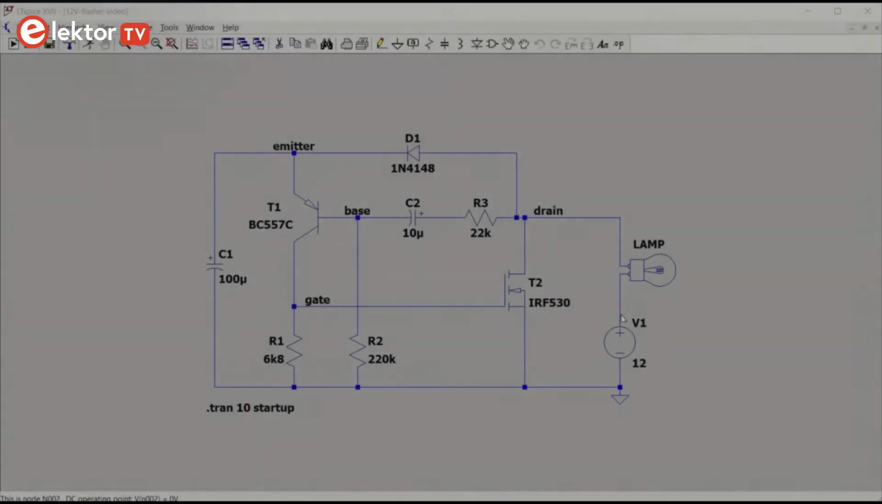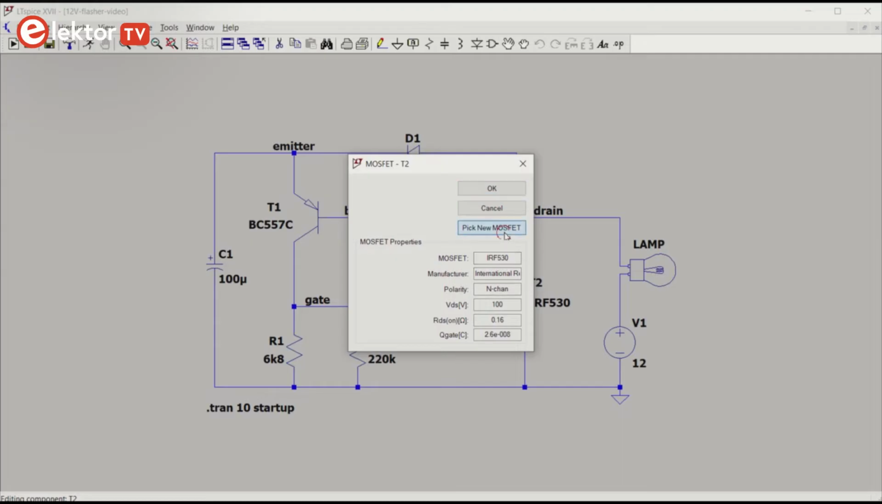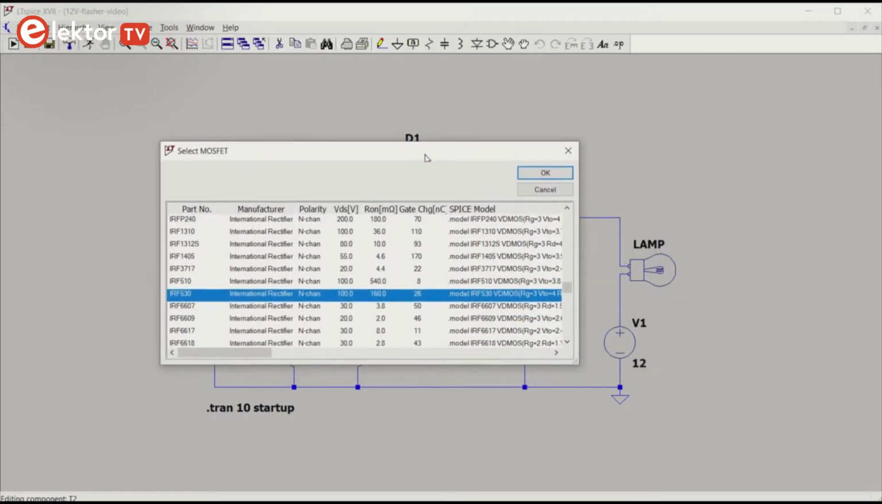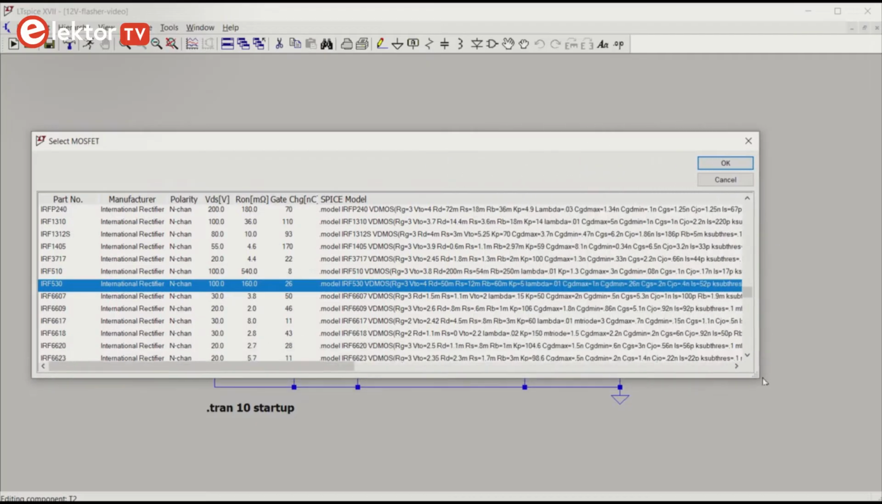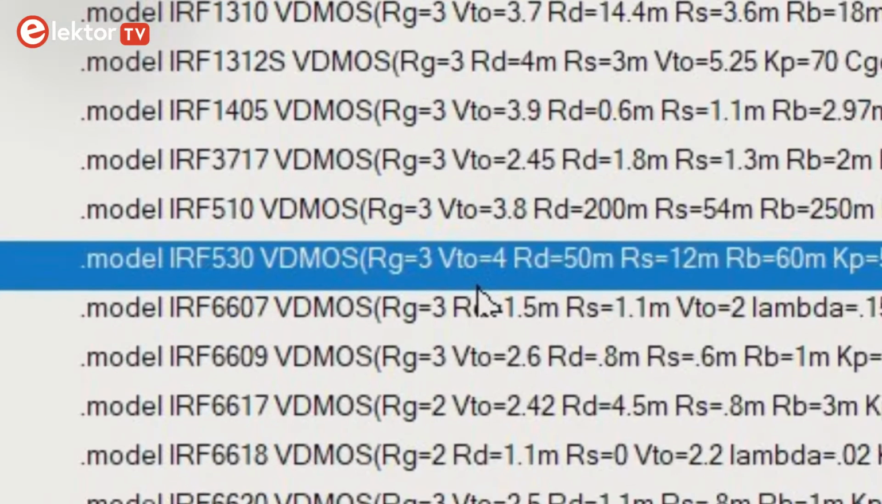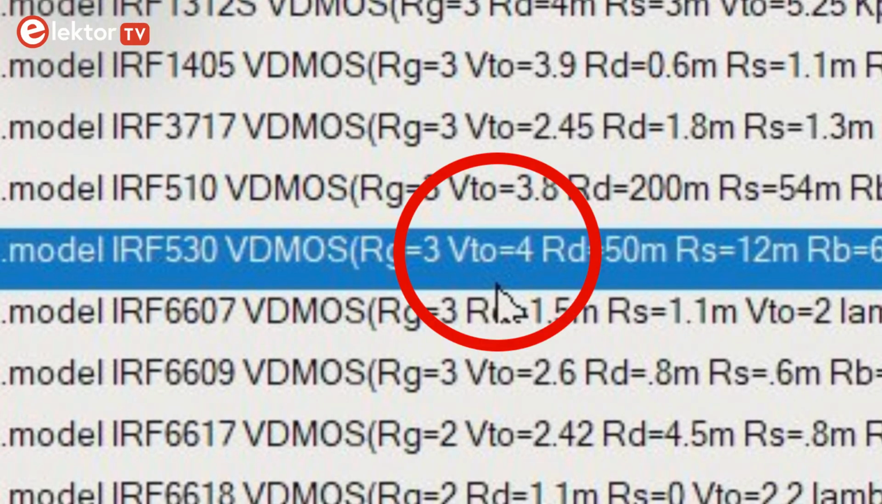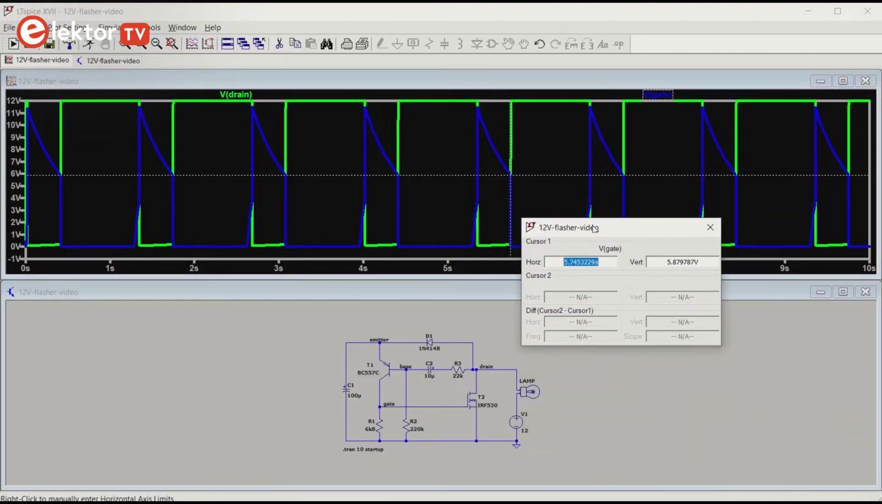There now remains an interesting question: which one of T1 and T2 switches off the other? Looking at the voltages in the circuit and the SPICE model of T2, we would expect that T1 switches off T2. The SPICE model of T2 specifies a gate threshold voltage called VTO of 4 volts. When T1 is conducting, the gate voltage of T2 doesn't drop below about 6 volts, so T1 switches off T2.